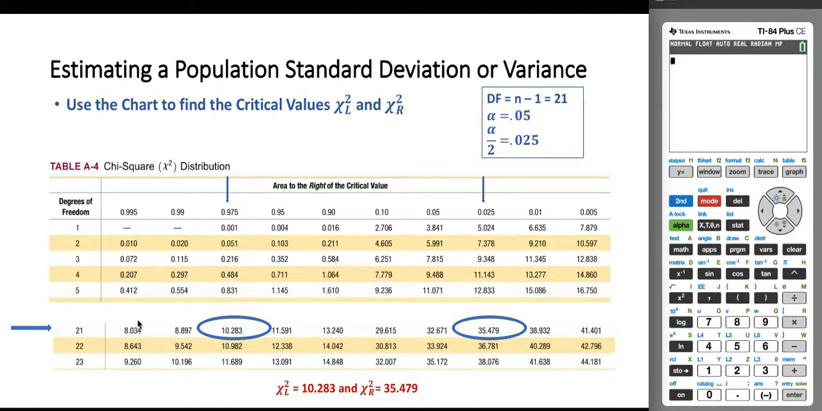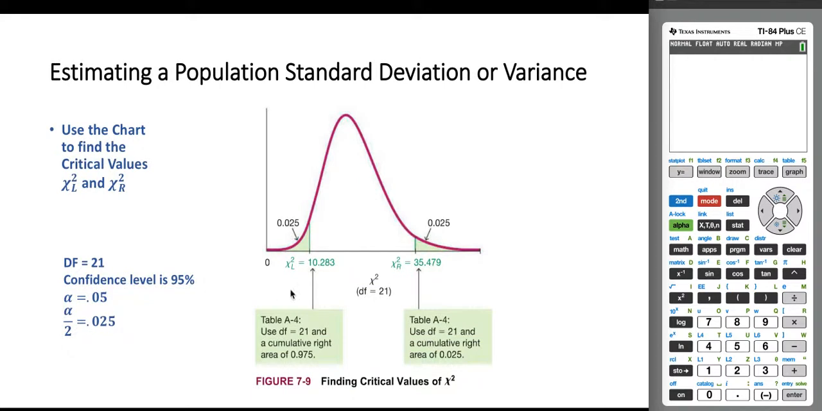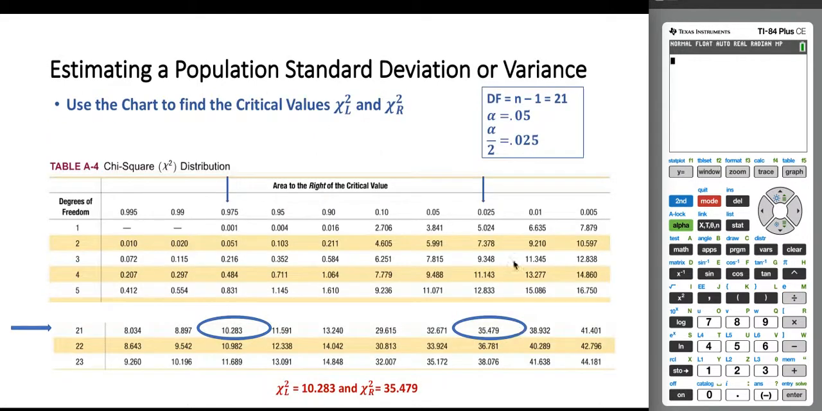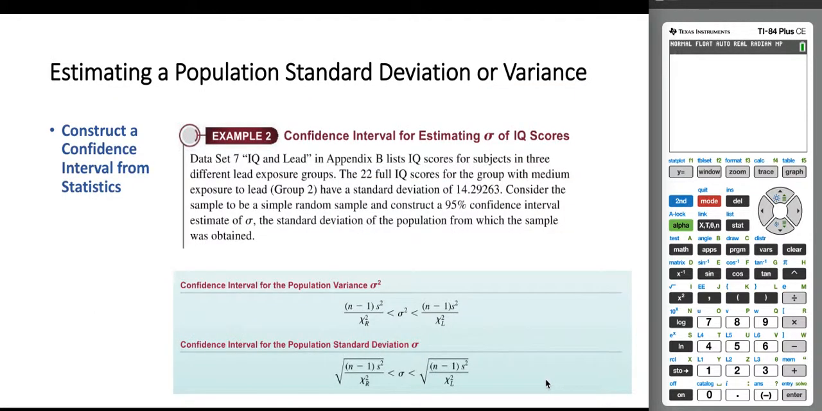The critical value to the right, let me go back to that screen. The area to the right of this critical value is 0.025. So the area to the right is 0.025, and the degrees of freedom are 21. So the critical value on the right is 35.479. So that's how you use the table. Okay, next let's talk about how to construct a confidence interval.